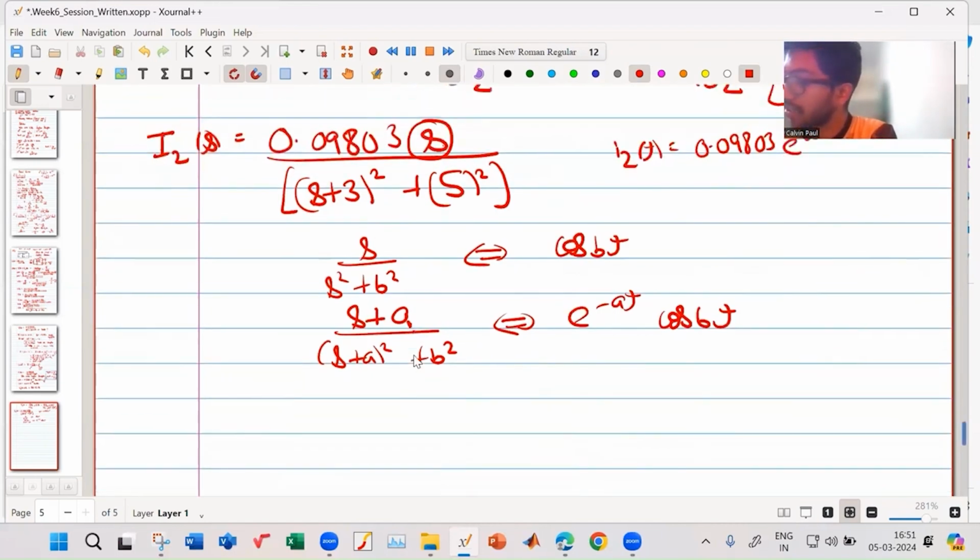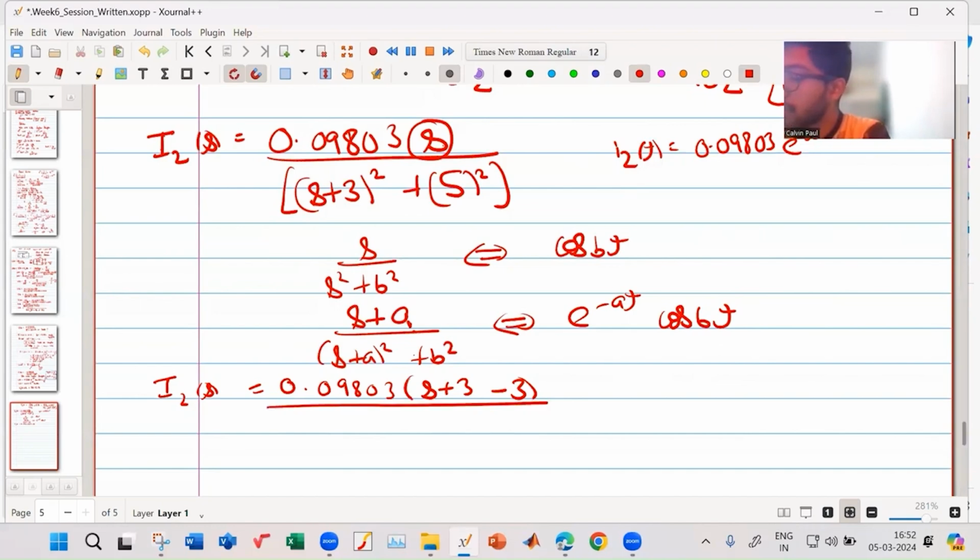So we have to write I2 of S should be equal to 0.09803 into S upon (S plus 3) the whole square plus 5 square. I have to add plus 3 and subtract 3 at the same time. I want to retain the same value, but I also want it in terms of S plus 3.